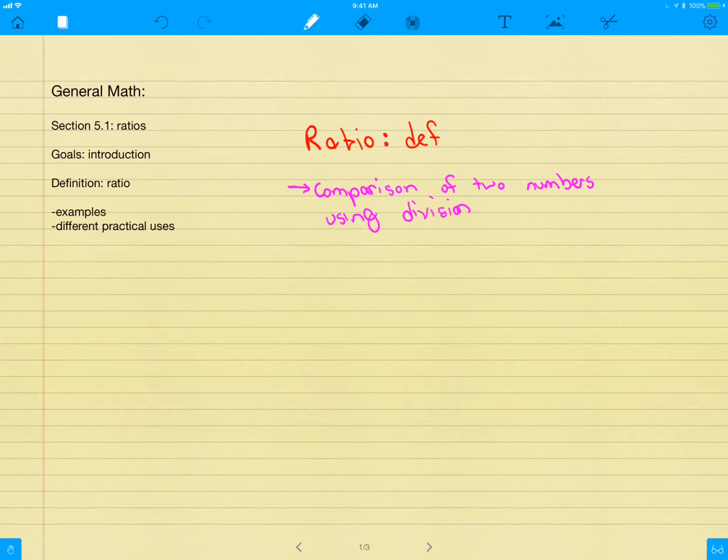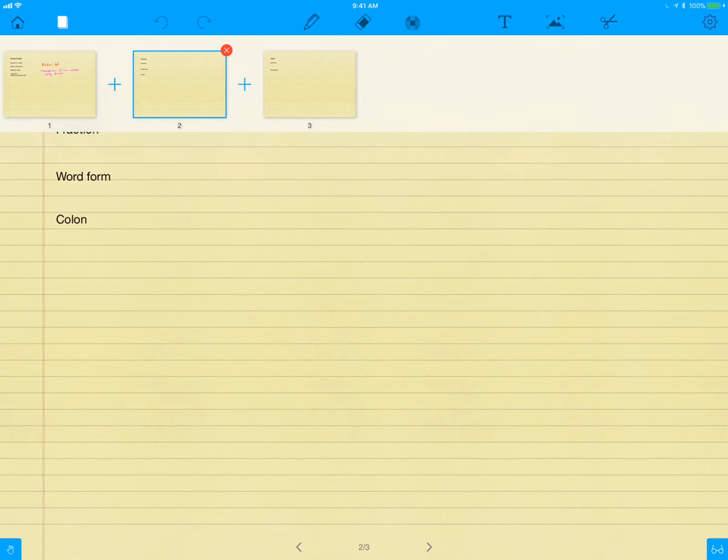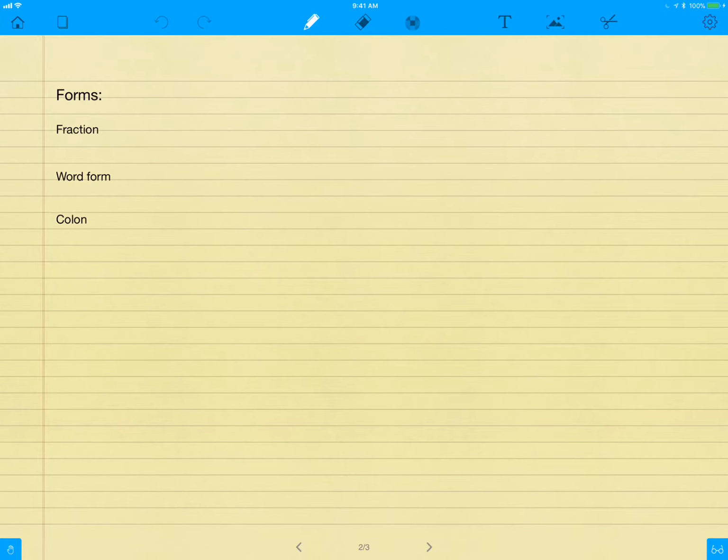Hopefully you have that definition written down. But the different forms of what a ratio is. One of them is fraction form. This is the one that I was just talking about a little bit ago. A fraction can be written like this, right? This is what most people think of fractions. How you type that in your calculator, you can type in 3 divided by 4. As I said, this is a comparison of two numbers using division.